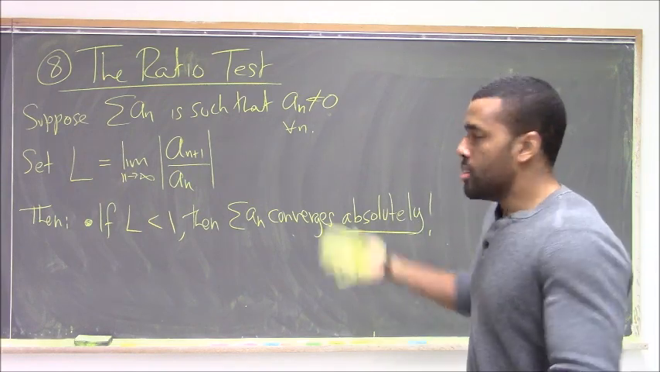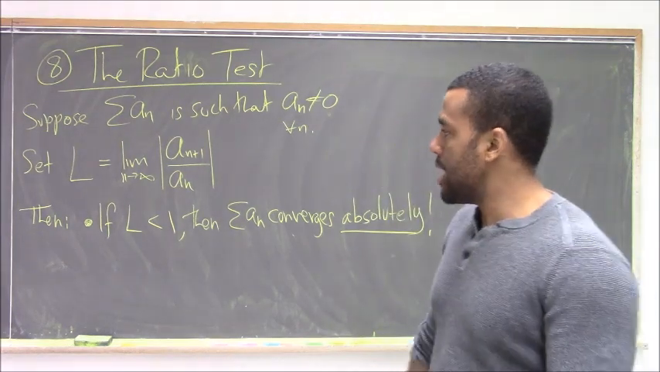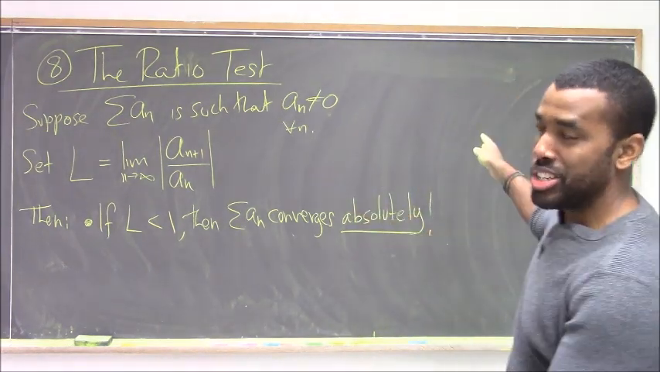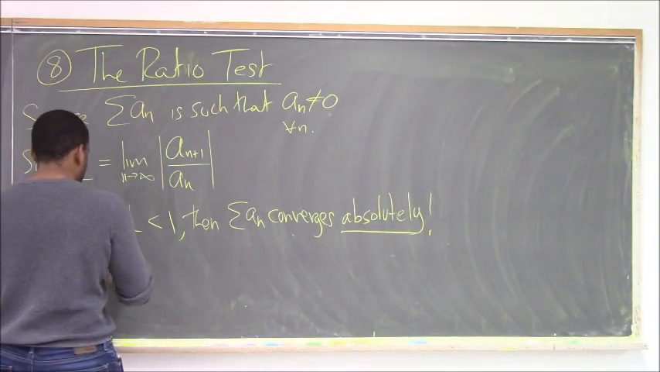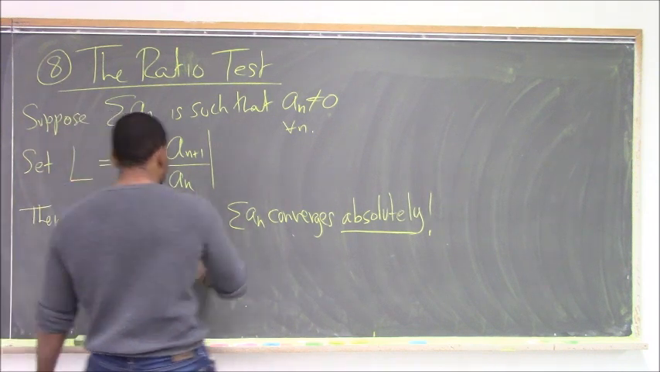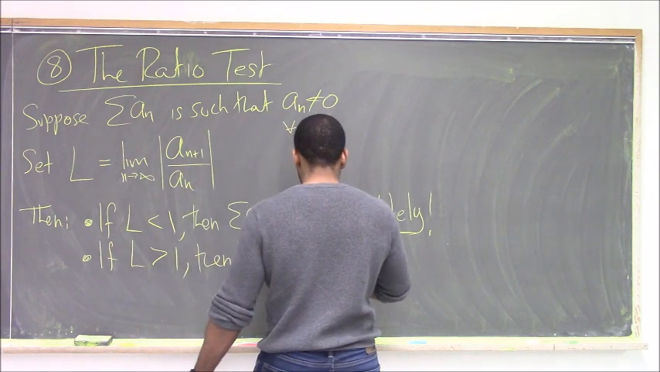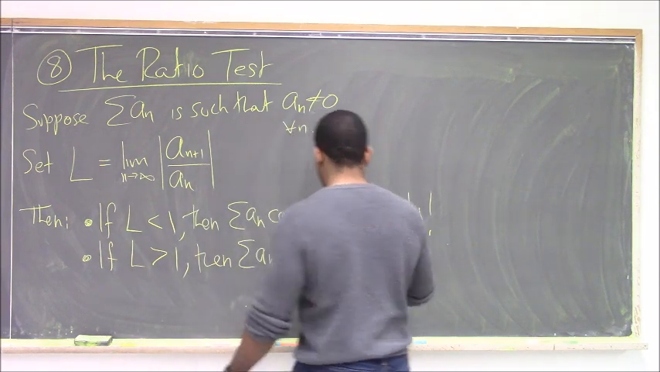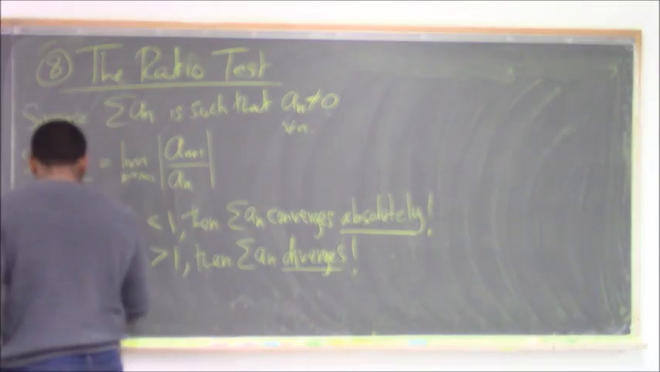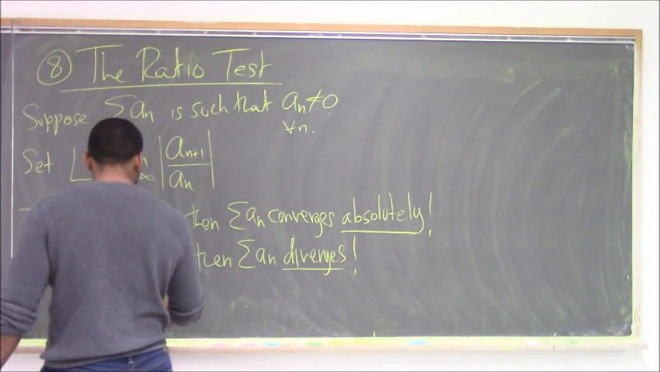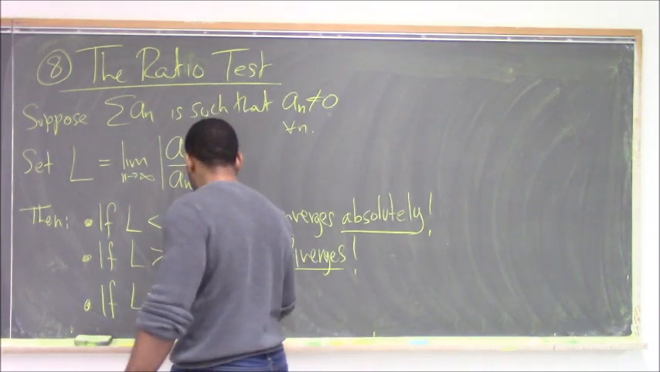Pretty nice. I'm not really proving any of the tests to you. I might talk about the idea behind it, but I'm just stating the test. You should know that this is one of the scenarios you can encounter. The other scenario is if your L is larger than 1, then a_n diverges. If your L is equal to 1, which is another possibility, no conclusion from this test.